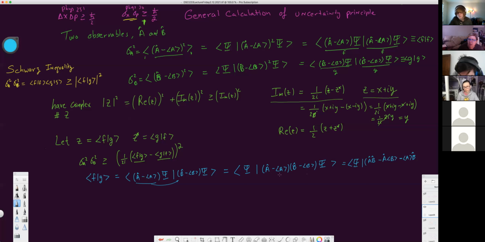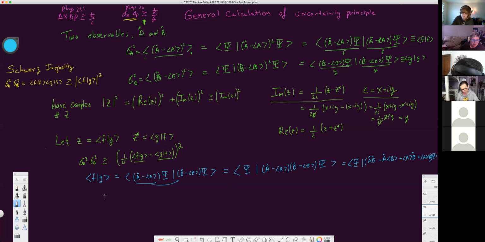Okay. And then I have the two expectation values. So I get positive expectation value of A, expectation value of B, and then I have my psi, and then I have a bracket ending. Sorry, I got a little squished.